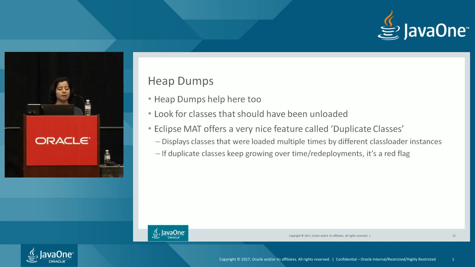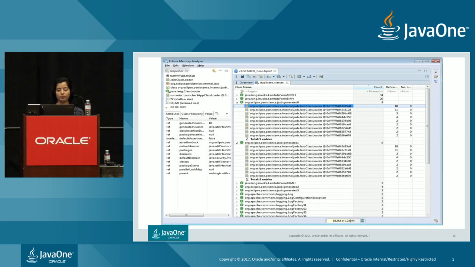And Eclipse MAT has a very nice feature called duplicate classes, which can show us the duplicate classes which have been loaded by multiple instances of class loaders. Here, this example shows duplicate classes. And here we can see that for the JAXB generated classes, there are multiple instances of those classes which are loaded by different class loader instances.